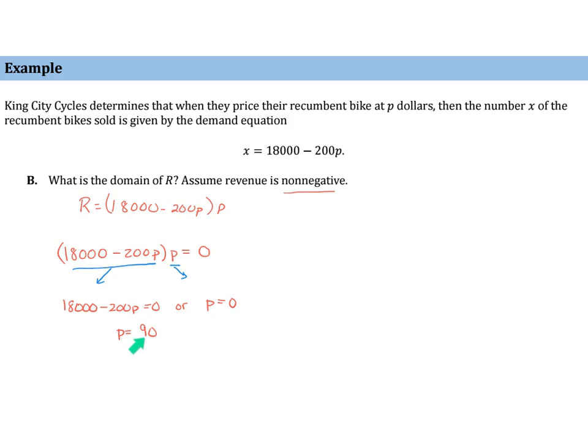Now, if p is above 90, what happens with a very high price? With a very high price, say p equals 100, we would have a negative number times a positive number. And again, revenue would be negative. So our price has to be between $0 and $90. So the domain of our function is going to be between 0 and 90.